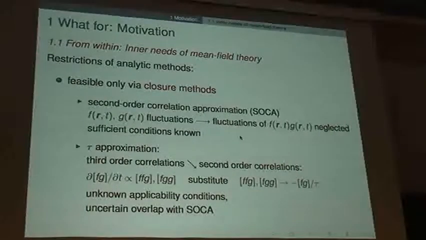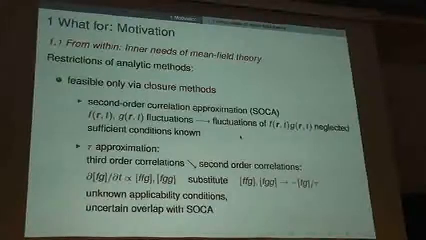The problem with this approximation, although a lot of work has been done with it, and one can really say successful work, is that we are not sure about the applicability conditions for it. So we are not in the comfortable situation like with SOCA, where we can say these are at least sufficient conditions. And it's uncertain to what extent the results of this method really overlap with the results of SOCA. Well, they should, because the tau approximation is thought to go beyond SOCA. So we should see an overlap, but we don't see it completely or satisfactorily.